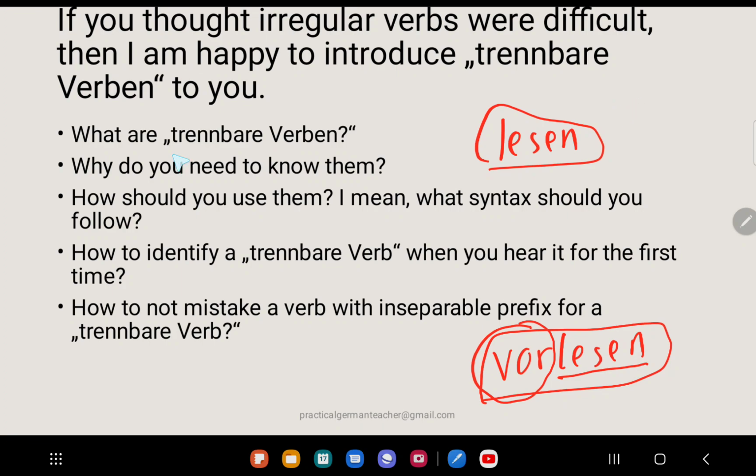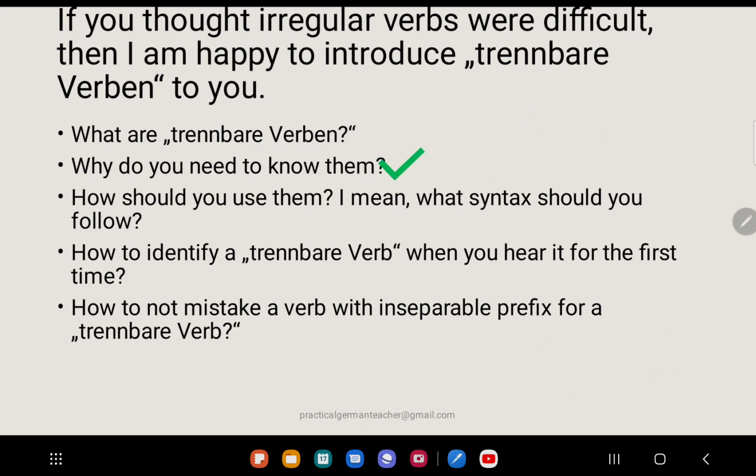Or when someone asks you, no one is going to ask you, but let's say you are thinking what are trennbare Verben: these are verbs which have a separable prefix. So they have a prefix and the prefix is separable. That is why trennbare, so separable Verben, verbs. Okay, why do you need to know them? One answer is you have to. It's part of the language.